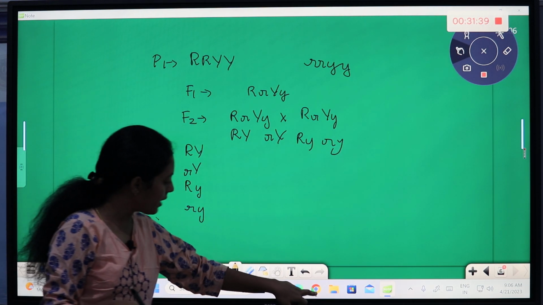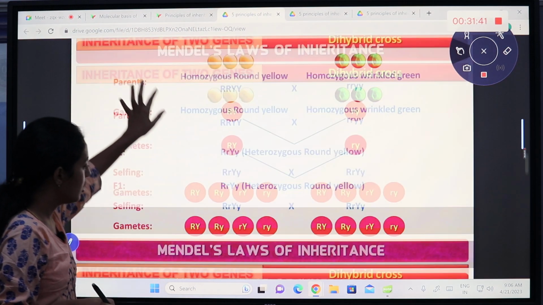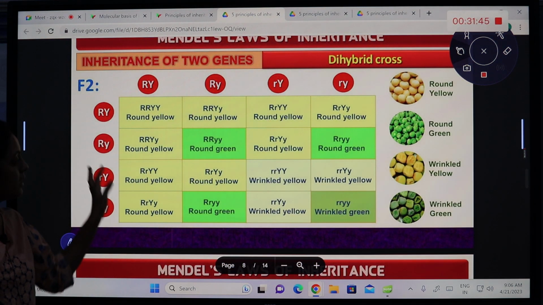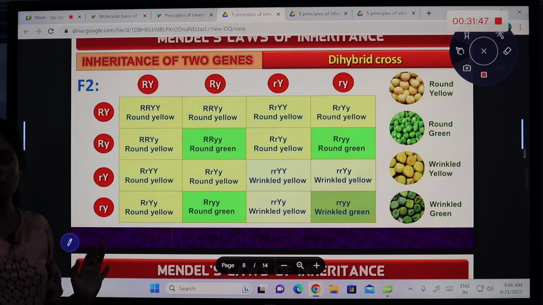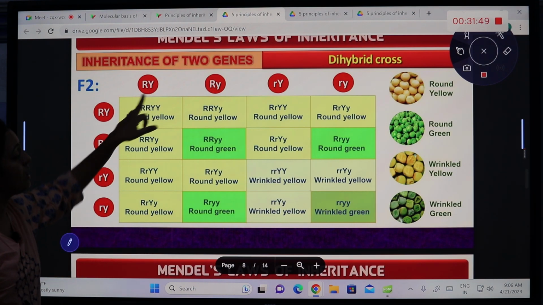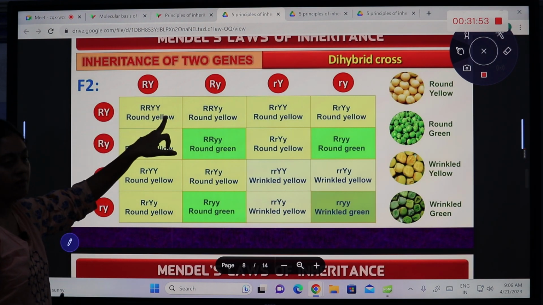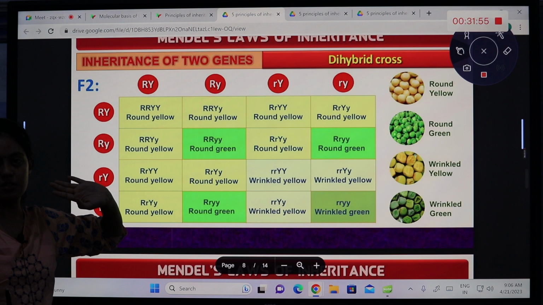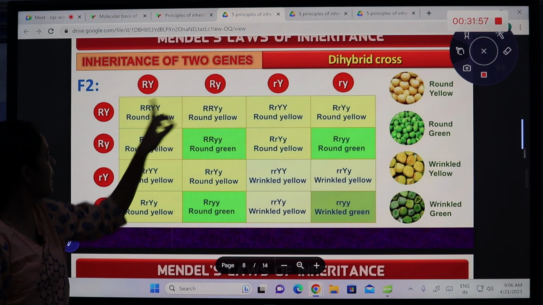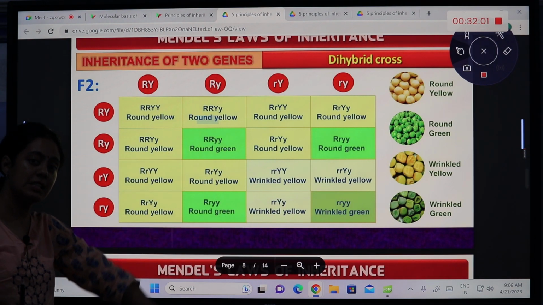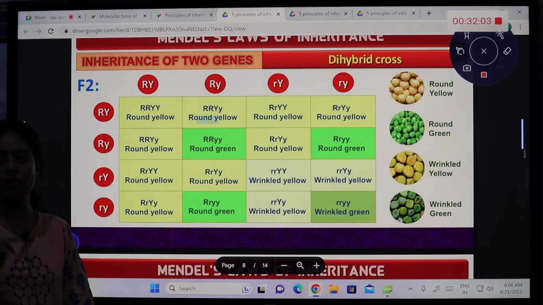Now I will show you the direct cross. This is the direct cross. This is how it is. After crossing, you will get this as the ratio. So be very careful when you are writing the cross. You just have to multiply and write it. So capital R, capital Y, small y. This is called a Punnett square or checkerboard, however you call it.